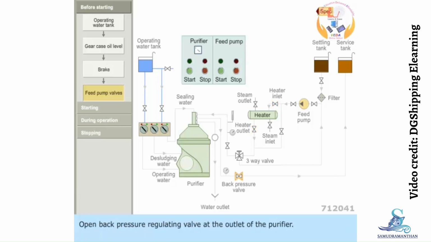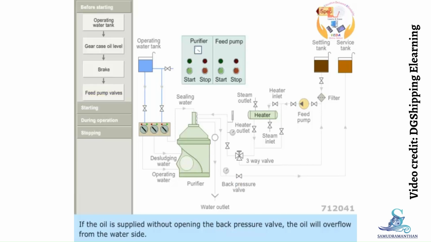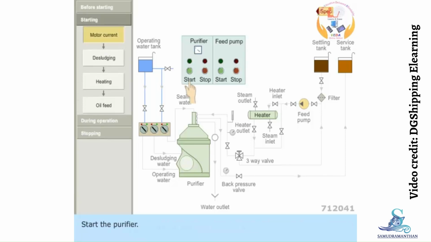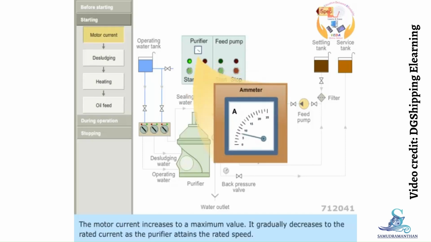Open the back pressure regulating valve at the outlet of the purifier. If the oil is supplied without opening the back pressure valve, the oil will overflow from the water side. Start the purifier. The motor current increases to a maximum value. It gradually decreases to the rated current as the purifier attains the rated speed.